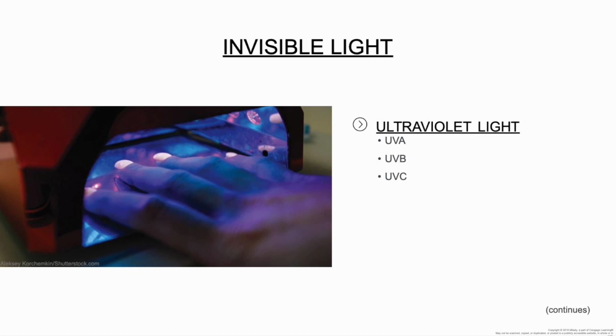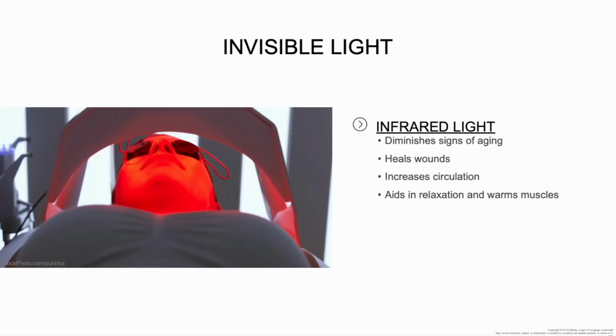So UVA, aging, UVB, burning, and UVC blocked by the ozone layer and is effective at killing bacteria, viruses, mold, and other pathogens. So a little more into infrared light. Infrared light has longer wavelengths, penetrates more deeply, and has less energy. It produces more heat than visible light, and infrared light makes up about 60% of natural sunlight.